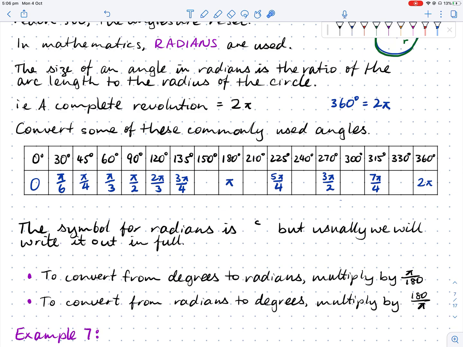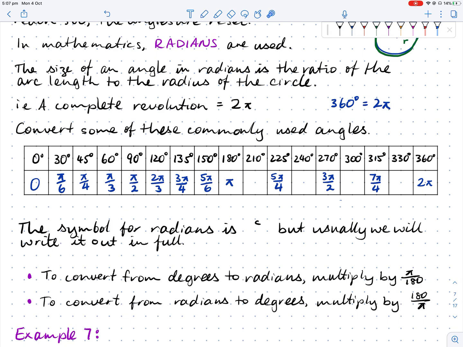In actual fact, radians is the way that we need to be working with angles in trigonometry when we get into the calculus of trigonometric functions. So let's keep filling these in. 150, what's the easiest way to get there? We could go 120 plus 30. So we've got 2 pi on 3 plus pi on 6. So you can work out the fractions there, you can put them in your calculator, or that's going to be 5 pi on 6.